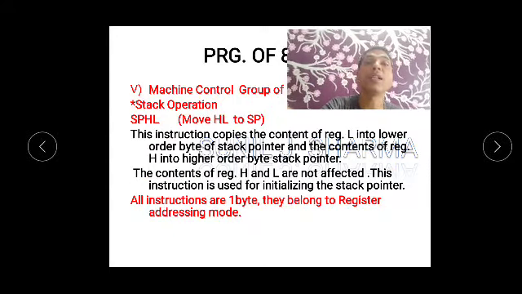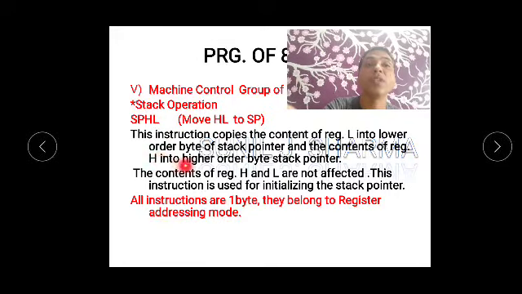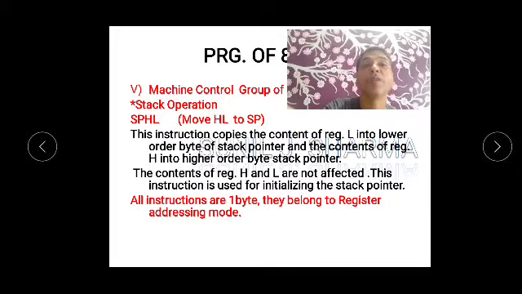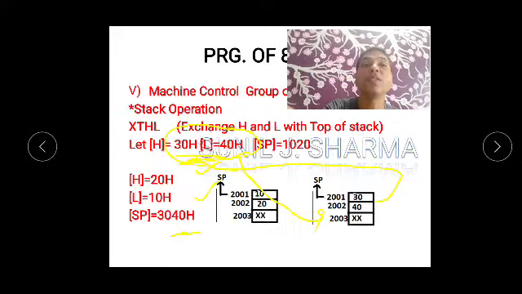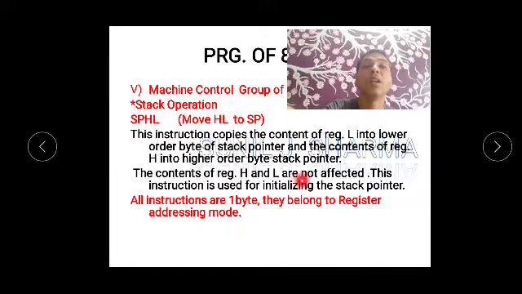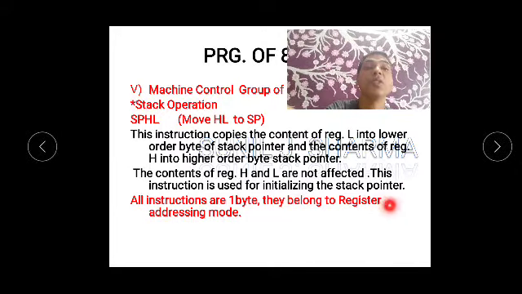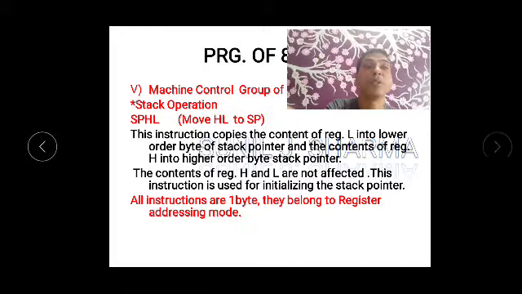Okay, now let's go with the last instruction of this group, SPHL, that is move HL to SP. This instruction copies the contents of register L into the lower order byte of the stack pointer and the contents of the H register into the higher order byte of the stack pointer. The contents of H and L are not affected. Only the stack pointer will be affected, not the HL pair. This instruction is used for initializing the stack pointer.